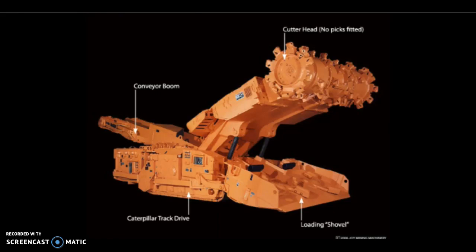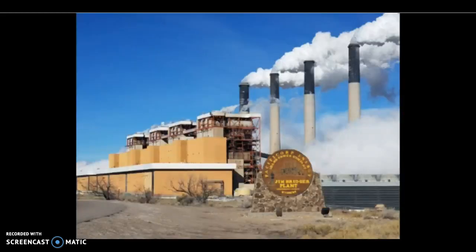The top part, the cutter head, has large teeth that chew away the coal from the earth. The loading shovel is where the coal falls and is carried up into the conveyor boom. This conveyor boom shuttles the coal to a shuttle car, which brings the coal to the surface of the mine. And then the Caterpillar track drive is what is used to move this machinery.